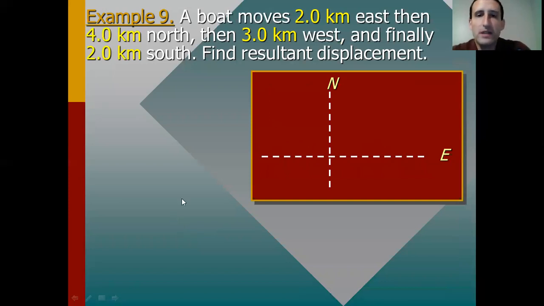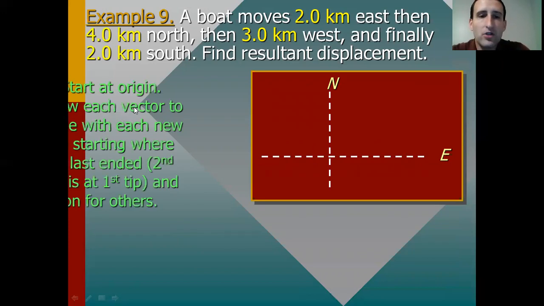So here we have an example of a boat. It's going to move 4 different times in 4 different directions. So we got 2 kilometers east, then 4 kilometers north, then 2 kilometers west, and finally 2 kilometers south. So what is this going to look like? So we start drawing them, right?